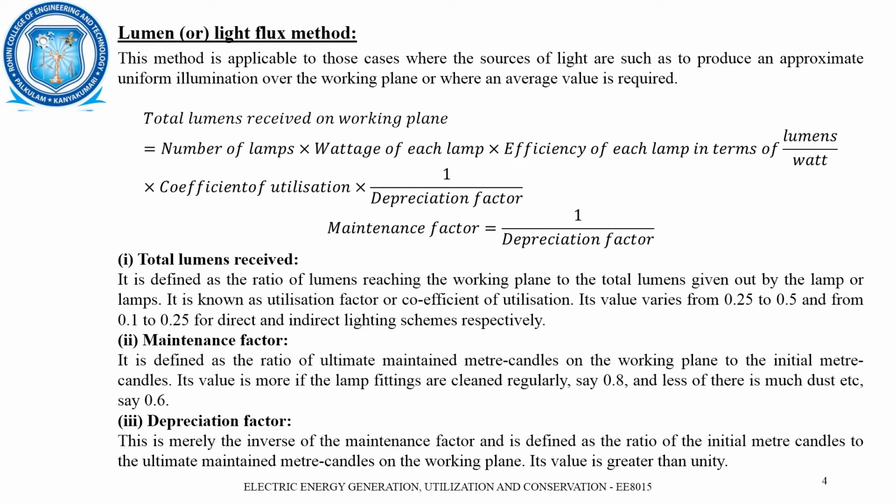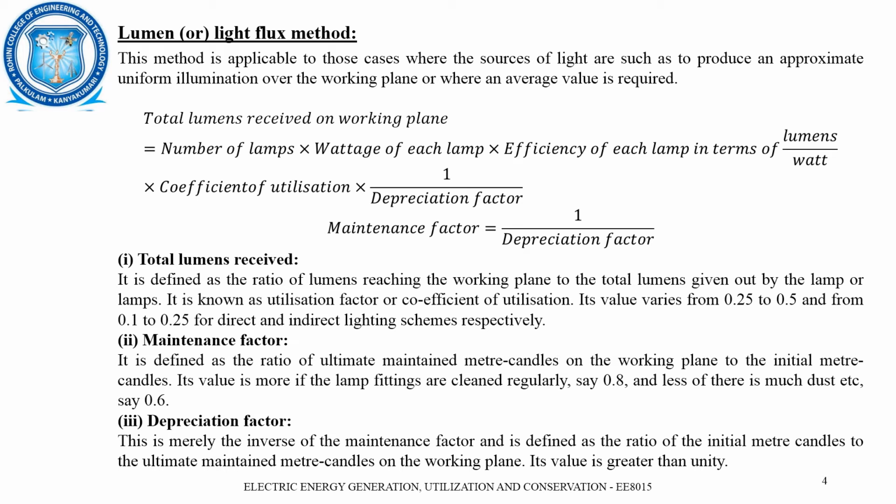This method is applicable to those cases where the sources are in a condition so as to produce an approximately uniform illumination over the working plane. This type of method will be used for calculating the illumination level of a working place. Working place in the sense of a studying place where the illumination level has to be uniform. Only then the eyesight will be proper, and it will encourage the work activity.